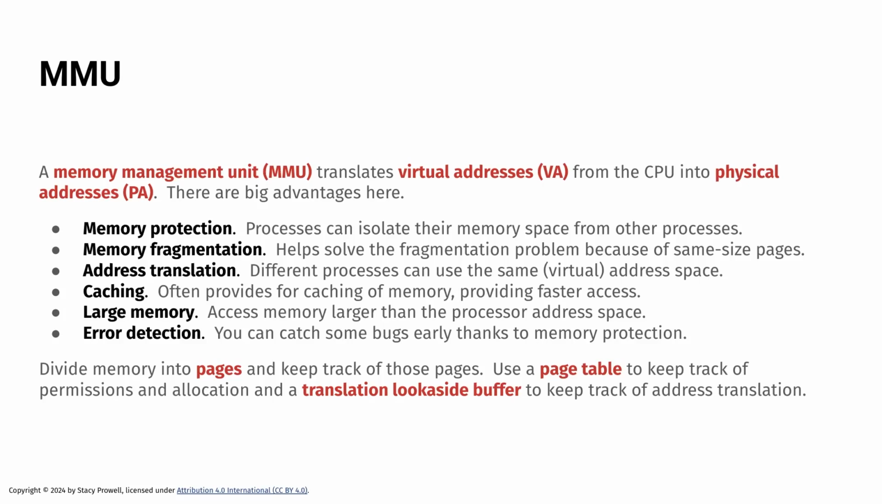So, to make all this work, you need to do some translation of virtual addresses that the CPU wants to use into physical addresses that correspond to your actual physical memory. And the memory management unit is what's responsible for doing that. It could be a separate device, as in early computers, or it could be built into the chip itself, as in modern processors. So the memory management unit translates virtual addresses into physical addresses, and there are huge advantages to this.